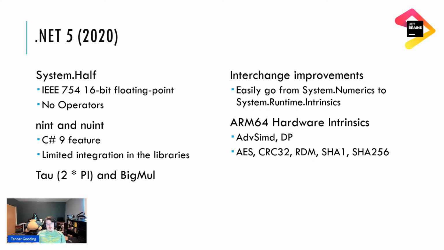In .NET 5, we extended support for a new floating point type, which is Half, which is 16 bits. We didn't at the time expose any operator support, however. We only exposed it as an interchange type. We also extended IntPtr and UIntPtr with associated keywords, nint and nuint, so that they could have first-class language support. We exposed a new constant called Tau, which is 2 times the value of pi.